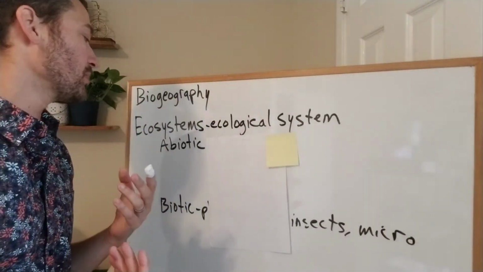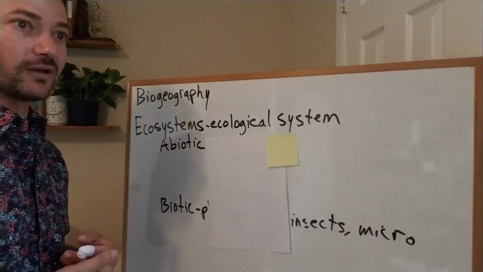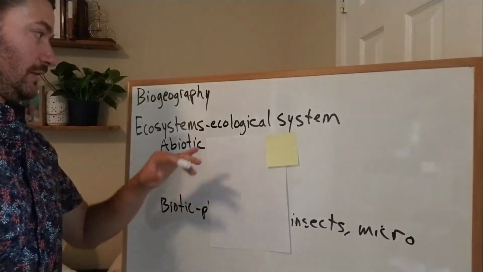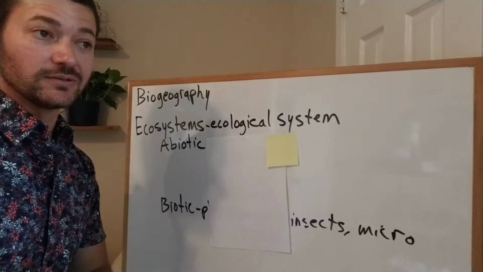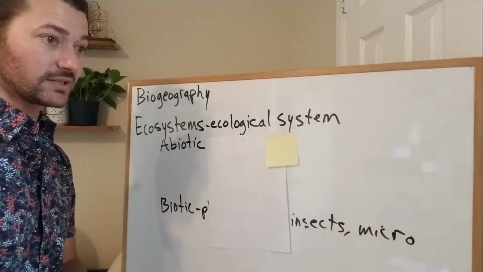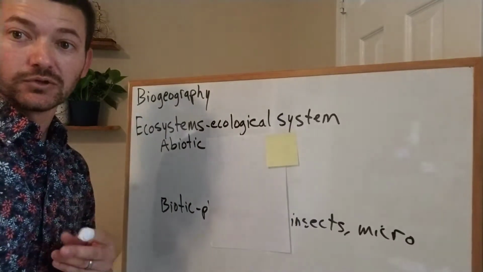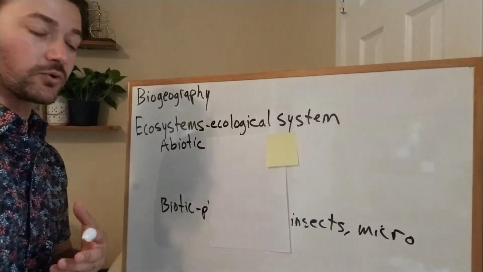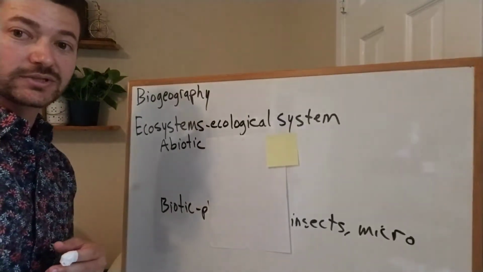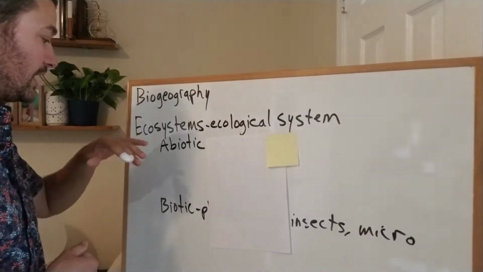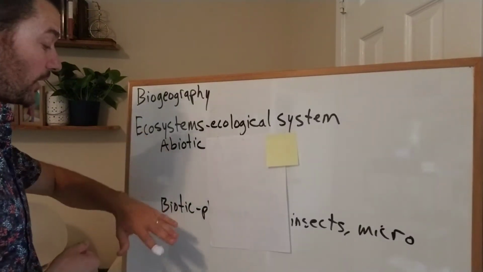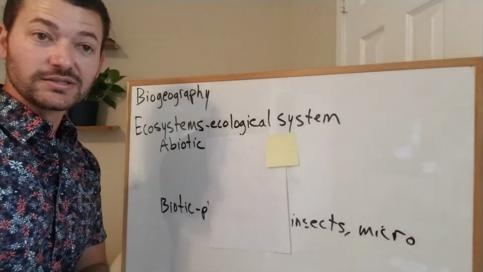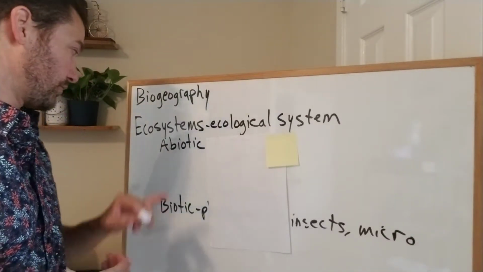A 10-foot spot can be an ecosystem, really an ecological system. It's a bunch of interconnected processes that have some set of local conditions that make them unique. That's an ecosystem. It's based on the local conditions. And an ecosystem is made up of abiotic and biotic components. Now, abiotic means non-living, without life.